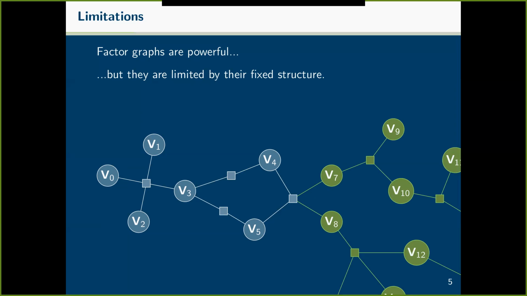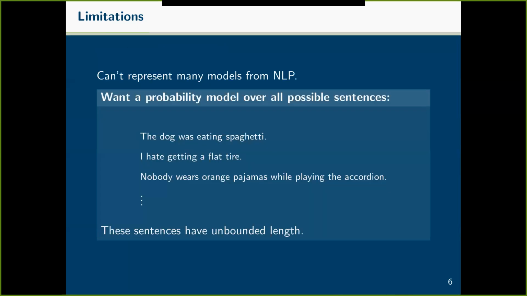So the reason that we care about this is because factor graphs can't represent a lot of the models that we care most about in NLP. In NLP, what we're typically doing is we want to build a probabilistic model over all possible sentences. So this is every single conceivable sentence in the English language, and we typically want to include one random variable for each word in the sentence, but these sentences have unbounded length.